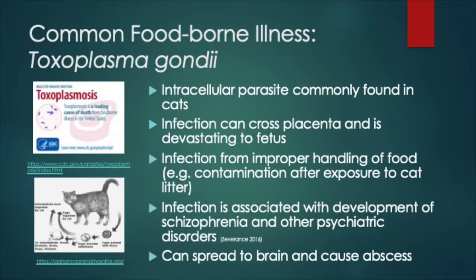Next, we have a non-bacterial cause of foodborne illness called toxoplasmosis, which is caused by Toxoplasma gondii. It's an intracellular parasite that is most commonly found in cats, so naturally the easiest way for it to contaminate food would be from poor hand hygiene after exposure to a cat's litter box. A very important note, it is able to cross the placenta and cause an awful fetal infection, leading to significant developmental problems and commonly fetal demise, which is why most doctors will tell pregnant women to stay away from their cat's litter box.